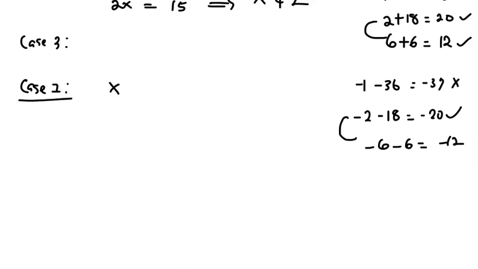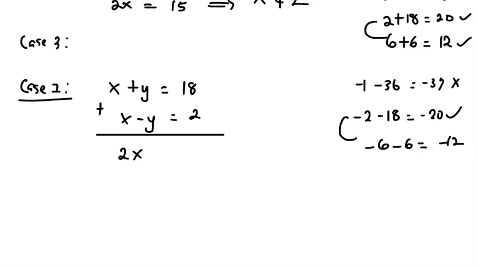So we have that x plus y is equal to 18 and x minus y is equal to 2. So add both equations. So x plus x is 2x, then y plus negative y is 0, then this is equal to 18 plus 2 is 20. So divide both sides by 2, so we get x is equal to 10.